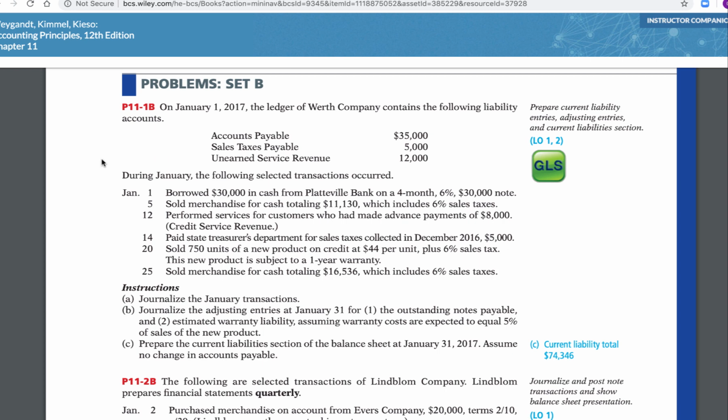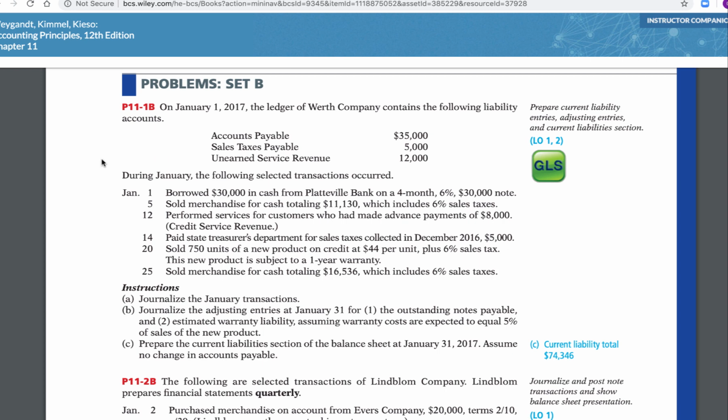If you notice here, they give us the liability accounts as of January 1st, 2017. So we can see that right off the bat, we have accounts payable of $35,000, sales tax payable of $5,000, and unearned service revenue of $12,000. Okay, so remember, please do not get confused when you see unearned service revenue. That is not a revenue account, that is a liability account.